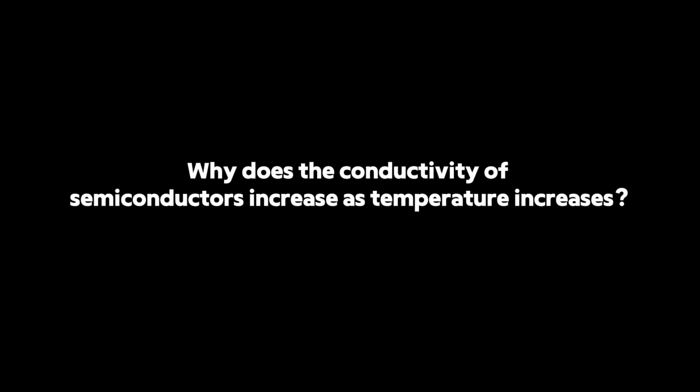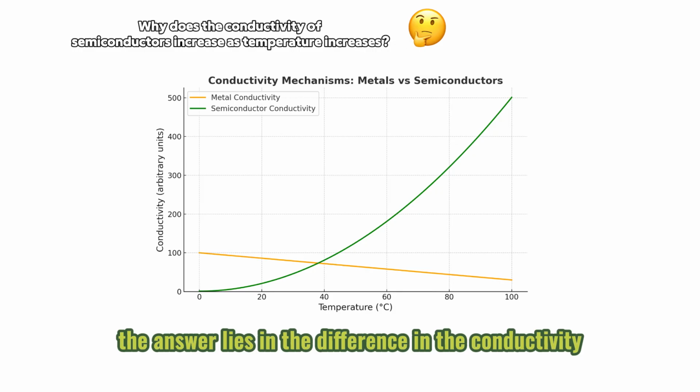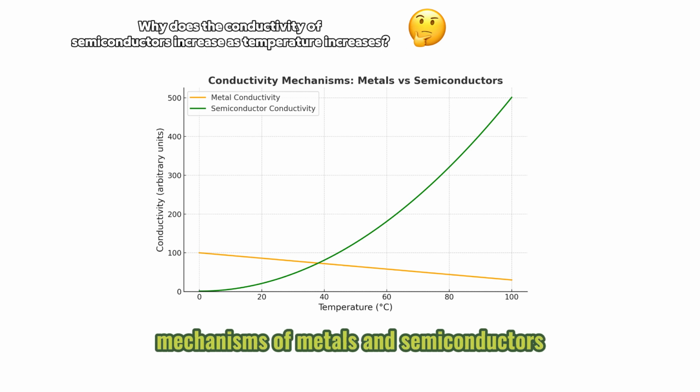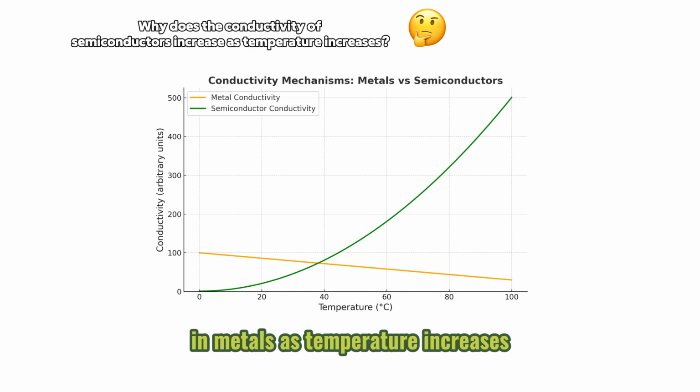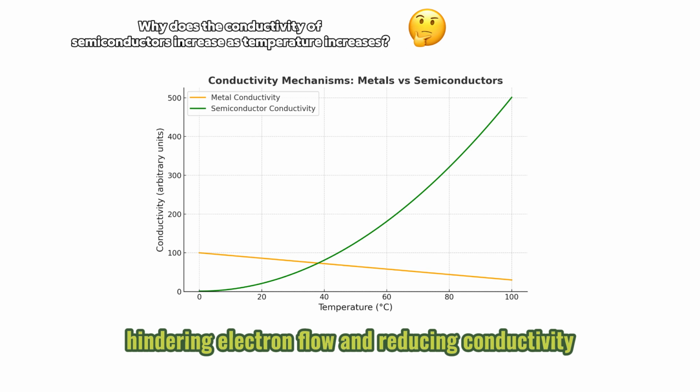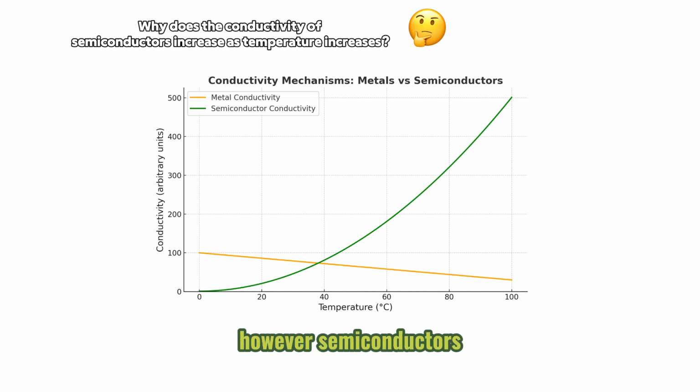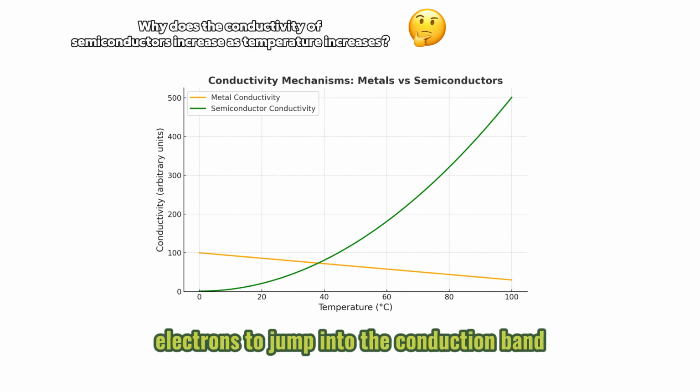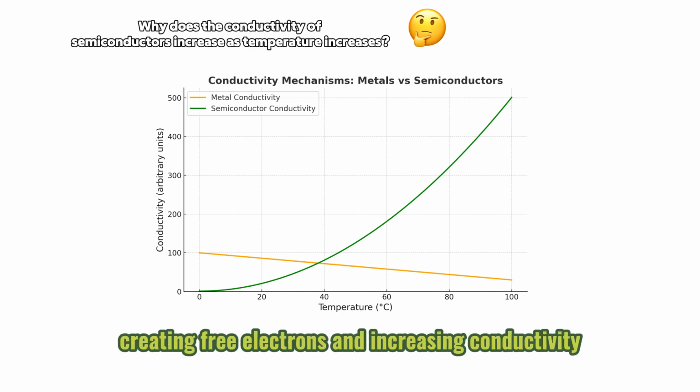Why does the conductivity of semiconductors increase with temperature, while metals' conductivity decreases? The answer lies in the difference in the conductivity mechanisms of metals and semiconductors. In metals, as temperature increases, atomic vibrations intensify, hindering electron flow and reducing conductivity. However, in semiconductors, higher temperature causes more electrons to jump into the conduction band, creating free electrons and increasing conductivity.